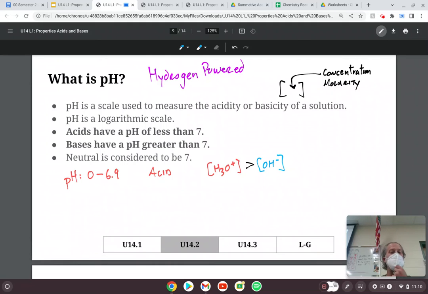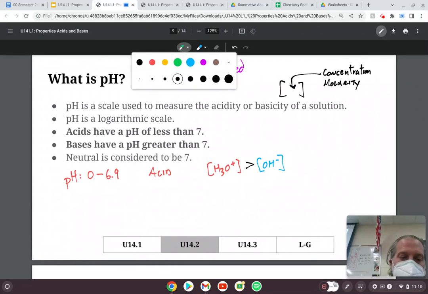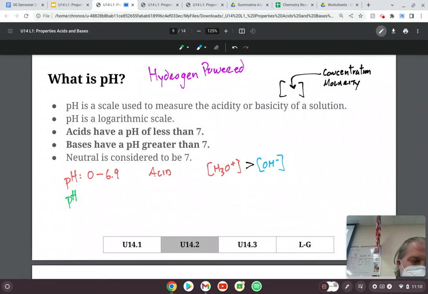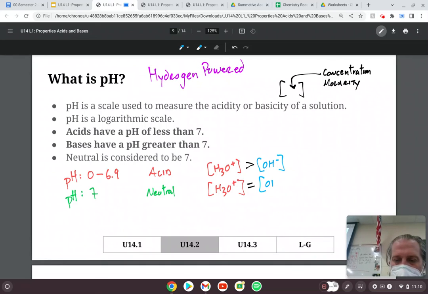If something is going to be considered neutral, that would tell me that the H3O+ concentration will be equal to the OH- concentration. That means the amount of hydronium that's present is the same as the amount of hydroxide that's present, which is why water is usually something that we refer to as being neutral.